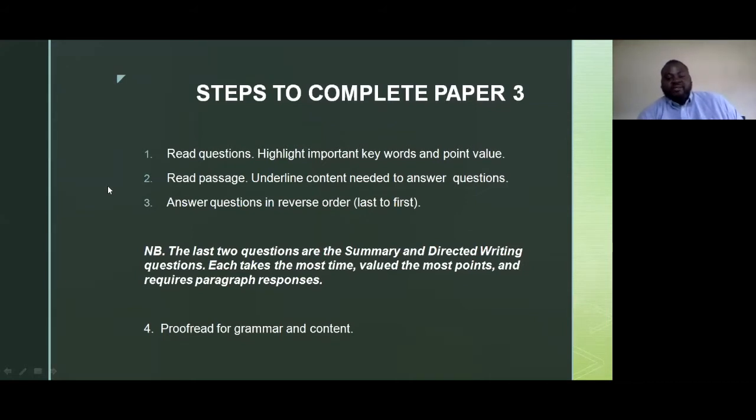As the note says, the last 2 questions are the summary and directed writing question. Each takes the most time, is valued the most points, and requires paragraph responses. And so those are steps for you to complete the paper 3 and to assist you in being effective in getting maximum points. Okay? And so with that being said, I want us to now move into specifically the most expensive question that you'll be approaching, which is the directed writing question.